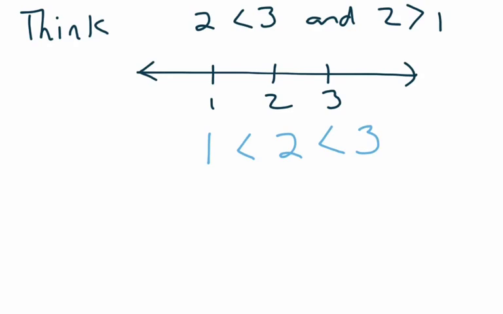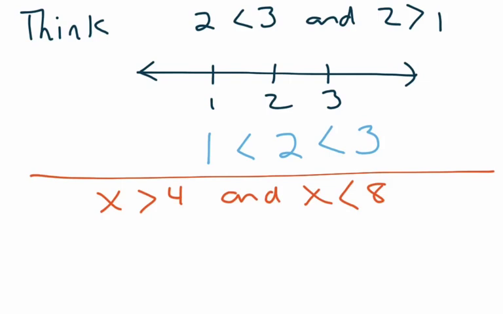So let's take a look at an example using an x. Suppose I had this: x is greater than 4 and x is less than 8. Take a moment and think about whether or not both of those can be true. Can x be greater than 4 and also be less than 8?